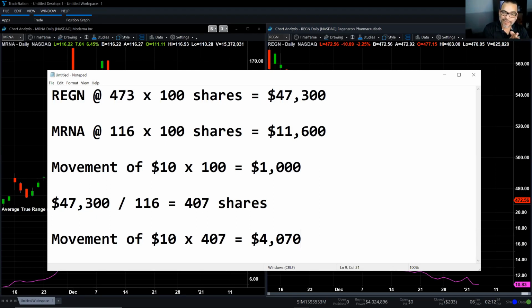Of course, that movement can be in our favor, making us money. That would be a profit, or it could be against us. That could also be a loss. So we always have to consider both sides of the trade.